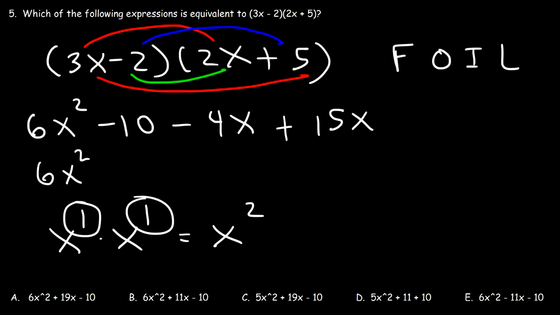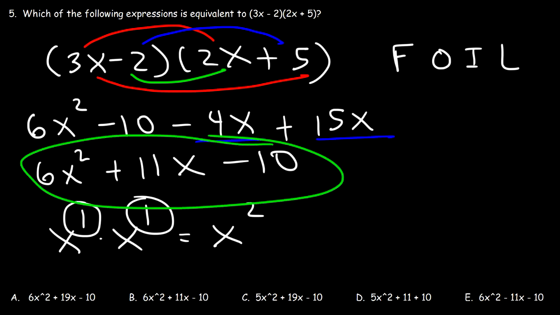Now we need to combine like terms. These two are like terms because they both carry an x. Negative 4x plus 15x. Negative 4 plus 15 is the same as 15 minus 4, which is 11. And so this is going to be the final answer. It's 6x squared plus 11x minus 10. So this corresponds to answer choice B.